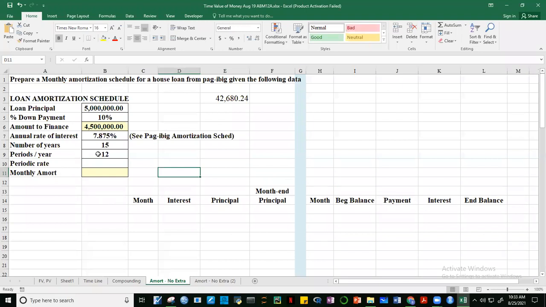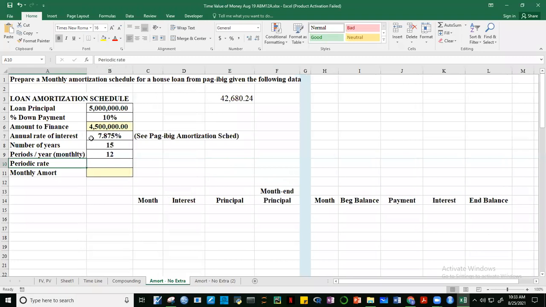Okay, ang period natin is monthly, no? Since monthly to. Okay, therefore our periodic rate is equal to 7.875 divided by 12. Percent natin to. So it's around 6.563% per month, no? Per month tayo.